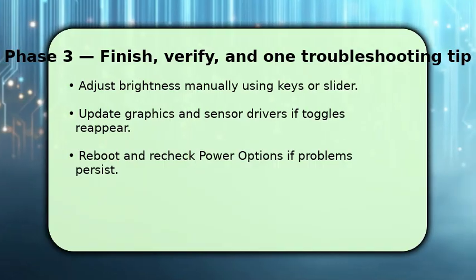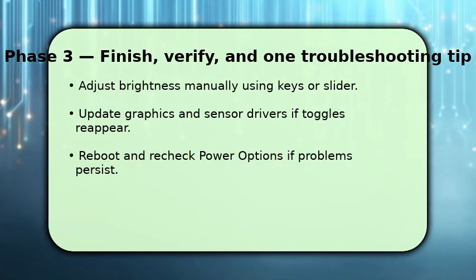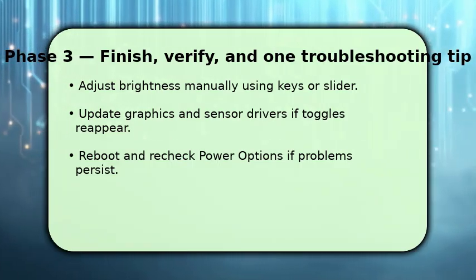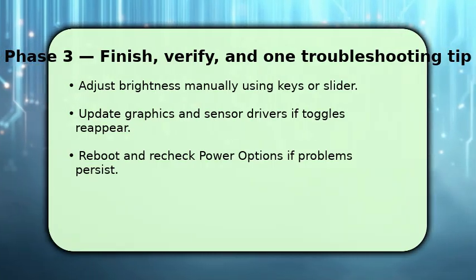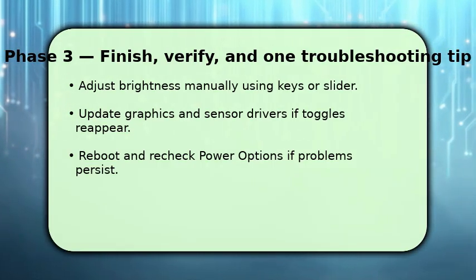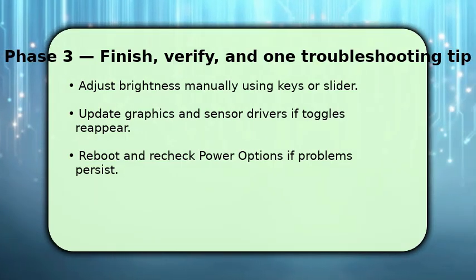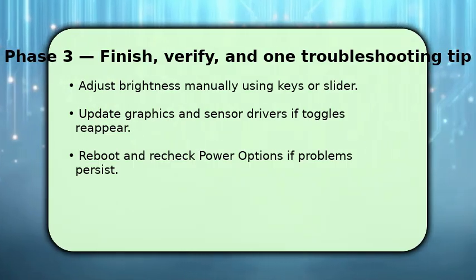If the auto setting returns, update the display and ambient light sensor drivers, because outdated drivers can reintroduce automatic control. Also, check any manufacturer utility, like Lenovo Vantage or Dell Power Manager, and disable auto brightness there. If problems persist, reboot and revisit power options. As a troubleshooting tip, uninstall and reinstall the ambient sensor driver.